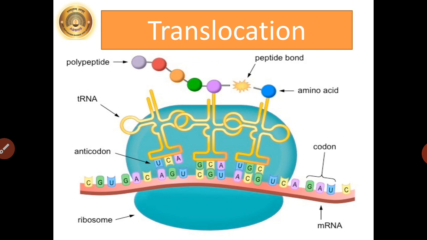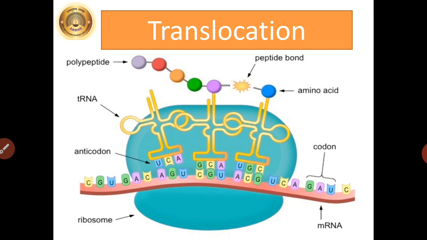Just observe the diagram again. The amino acids brought in by tRNA, that is transfer RNA, are bonded together by peptide bonds with the help of rRNA. During this process, the ribosome keeps on moving from one end of the mRNA to the other end by the distance of one triplet codon. This is called translocation.